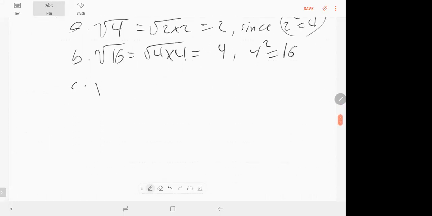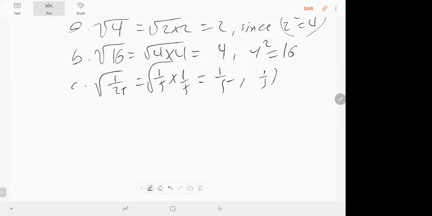Again, the square root of 1 over 25 can be written as the square root of 1 over 5 times 1 over 5, which is equal to 1 over 5, because 1 over 5 square is equal to 1 over 25. So simply you can calculate the square root of perfect square numbers like this.